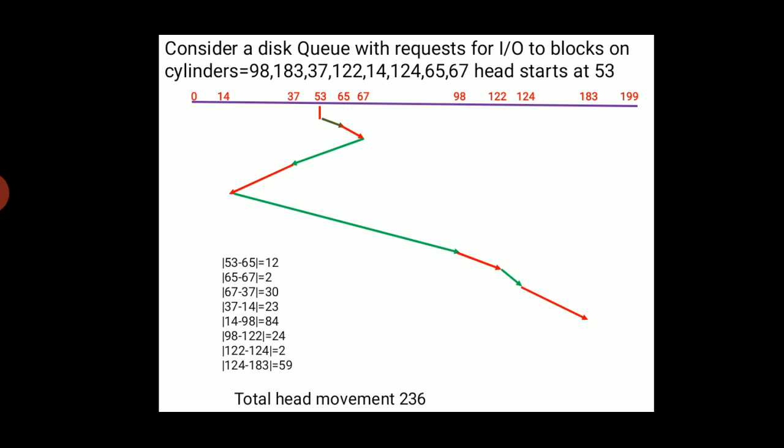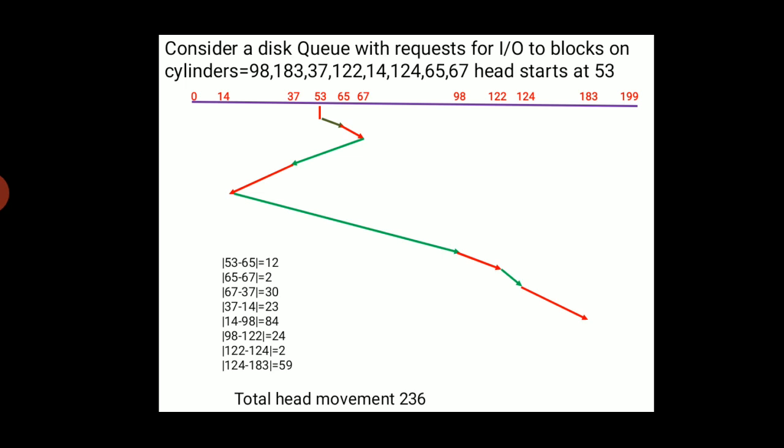Similarly, from 98 to 122, the difference is 24. Again from 122 to 124, the seek time is 2. From 124 to 183, the seek time is 59. Now our task is to find the total head movement. The total head movement is the sum of all the seek times. In this example, by applying the SSTF algorithm, the total head movement becomes 236.